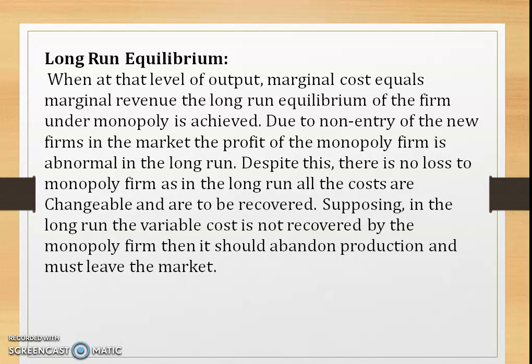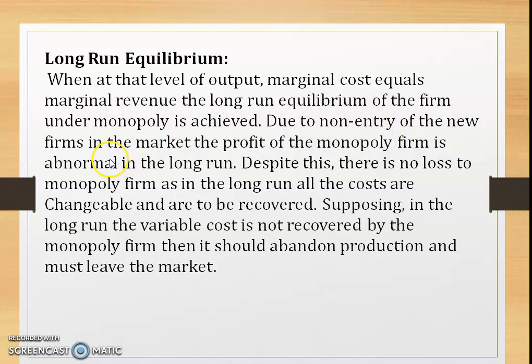So you all know that, as far as the equilibrium of a firm is concerned, a couple of conditions should be met. First one is MC is equal to MR, and the second condition is the MC curve must cut the MR curve from below. Okay, let's see now. As far as the long run is concerned, all the factors are variable, right? So at the level of output where marginal cost equals marginal revenue, the long run equilibrium of a firm under monopoly is achieved.